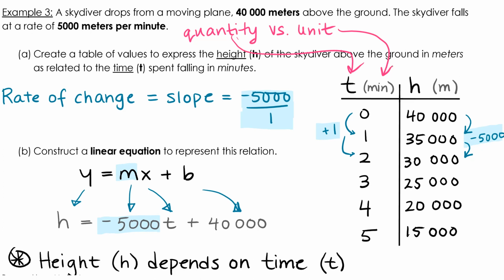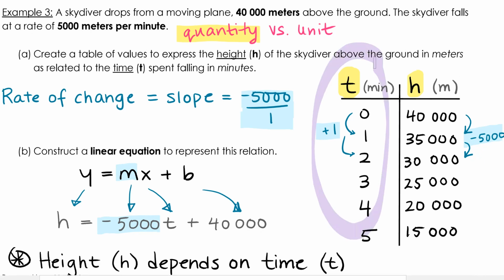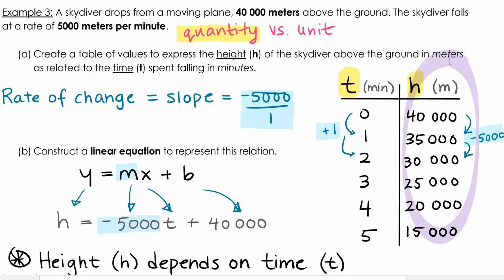We do not want confusion between quantities and units. So we always choose our symbols for each variable based on the quantity, not the unit. Also, don't forget that this is the position for our independent variable, and therefore this is the position for our dependent variable in our table. So you have to figure out which depends on which. In this case, height depends on time.